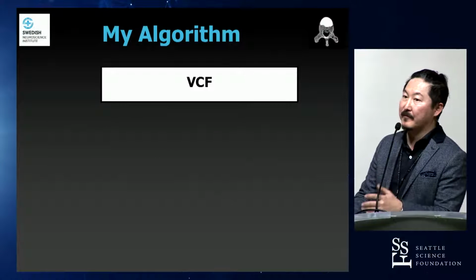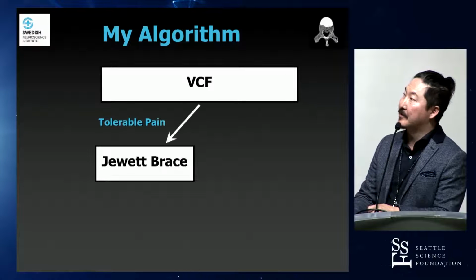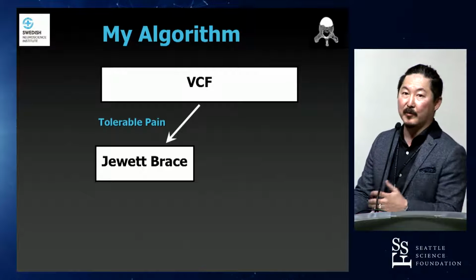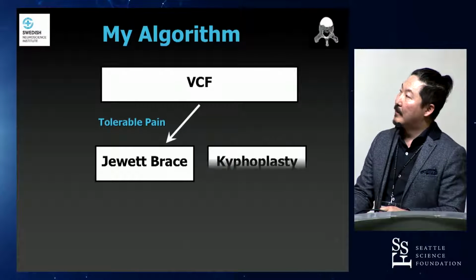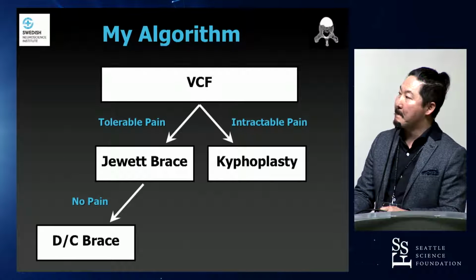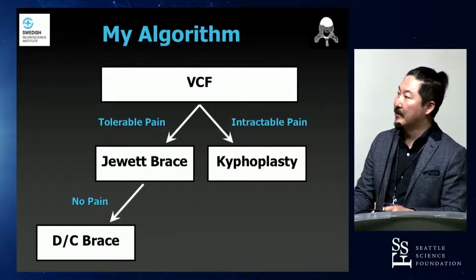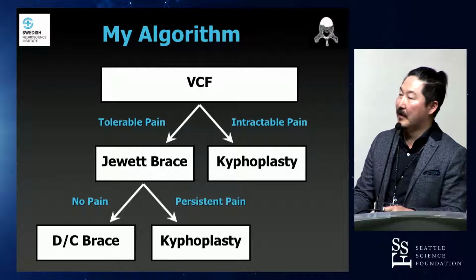My personal algorithm for these types of procedures for patients with compression fractures is: if they have tolerable pain, you want to put them into a Jewett brace. If they have intractable pain, then consider a kyphoplasty. If they have no pain after a given course of bracing, then you can discontinue the brace, obviously. If they have persistent pain, then you can consider doing a kyphoplasty.